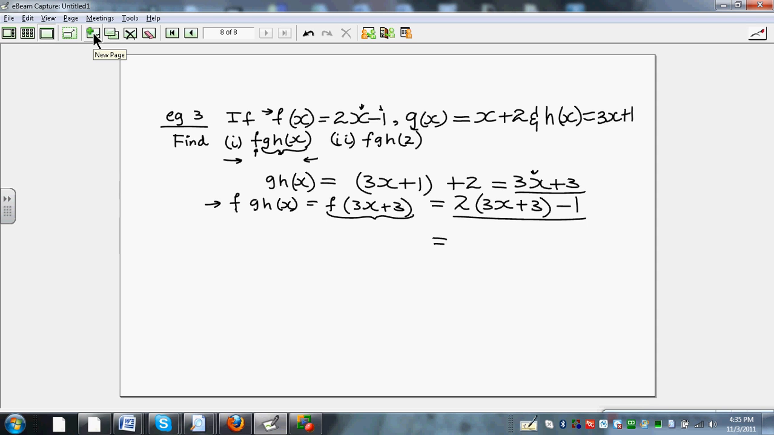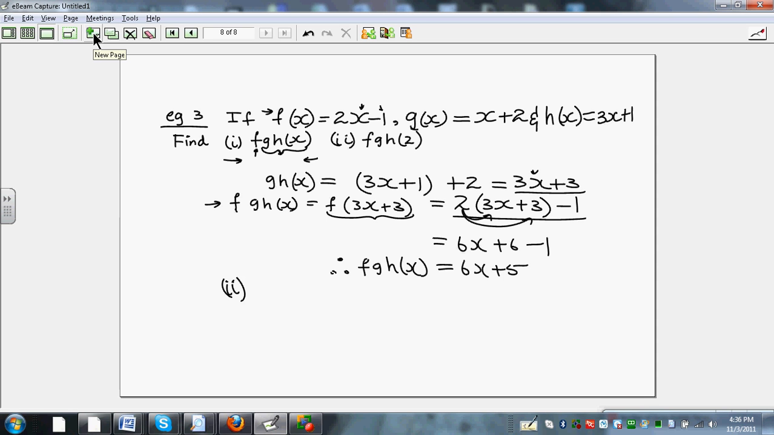This works out to be 2 by 3x, 2 by 3. 2 by 3x is 6x, 2 by 3 is 6, minus 1. So this works out to be 6x plus 5. So we could say then that fgh of x is equal to 6x plus 5. That would be the answer for part 1.